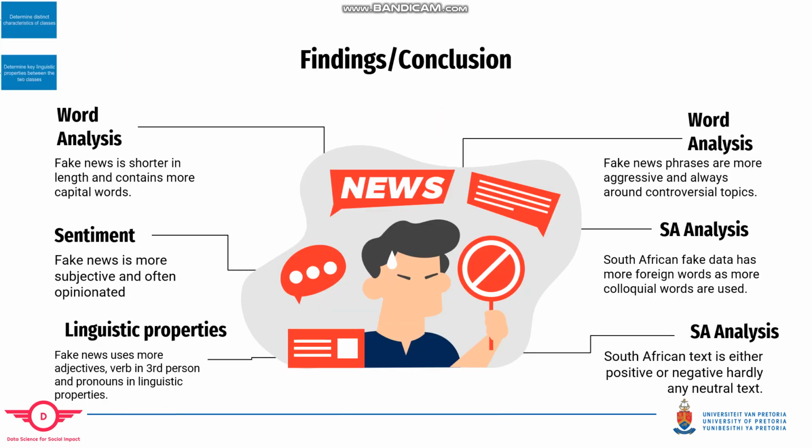Our findings and conclusions were as follows. Fake news is shorter in length and contains more capital words. Fake news is more subjective and often opinionated. Fake news uses more adjectives, verbs in third person, and pronouns. Fake news phrases are more aggressive and always around controversial topics.